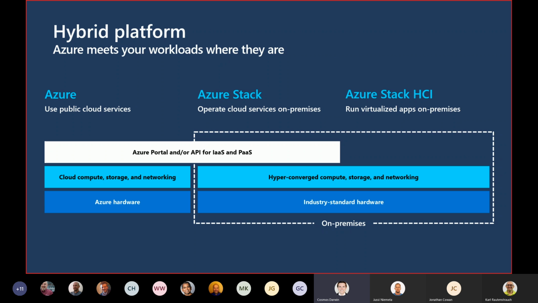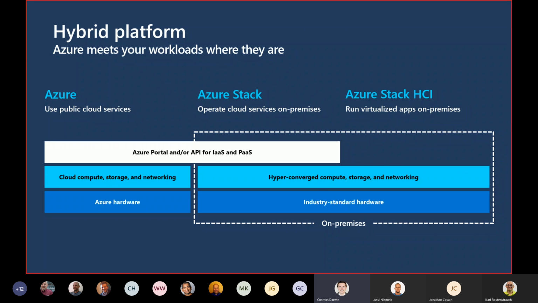The first, of course, is simply to use public cloud services through Azure, right? So on the very far left-hand side of this image, you can consume public cloud services. And what's going on there from an infrastructure perspective is there's Azure hardware running hyperscale compute, storage, and networking, on top of which you, as a customer, use the Azure portal or the Azure APIs to access IaaS and PaaS services on top of that cloud scale compute, storage, and networking running on Azure hardware, right? So that's Microsoft Azure on the far left side of this image.